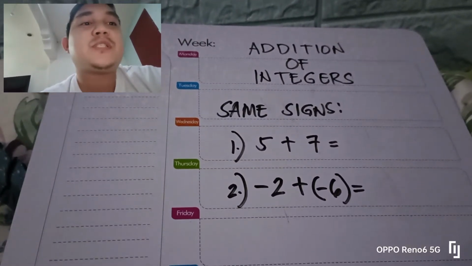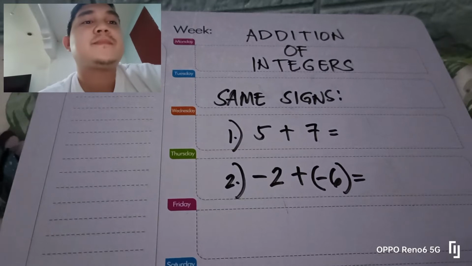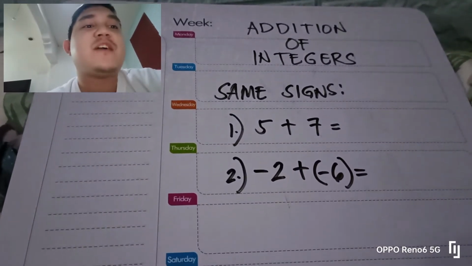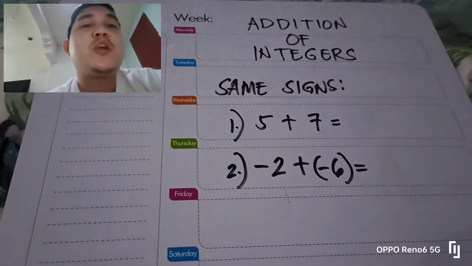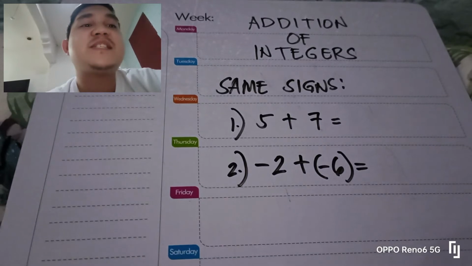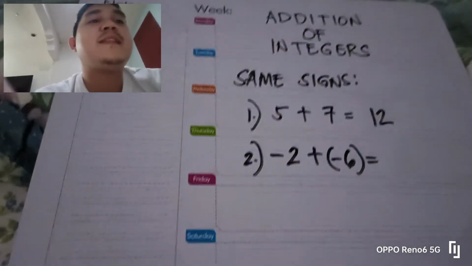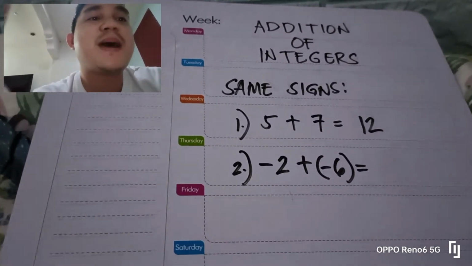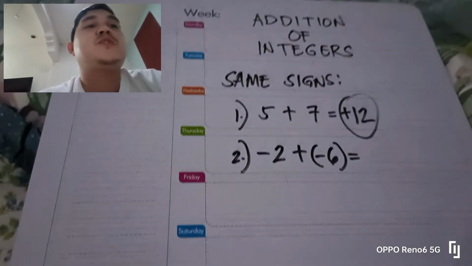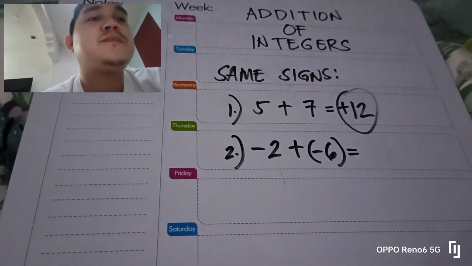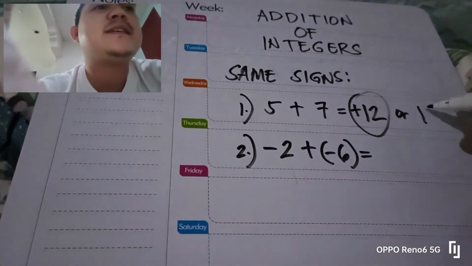Let us have examples. So examples for same signs. Example number 1. Positive 5 plus positive 7. Since we have two numbers with the same sign, we combine the numbers. So 5 plus 7, that gives us 12. And then we copy the common sign, which is positive. So the answer is positive 12. Or we could simply write it as 12.